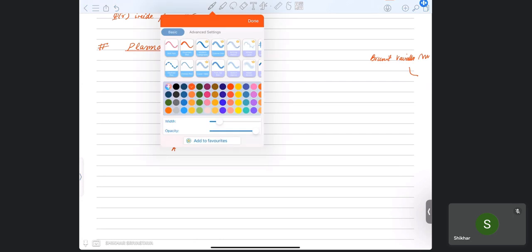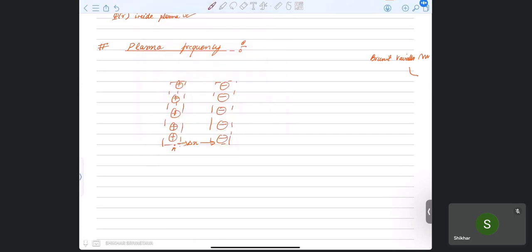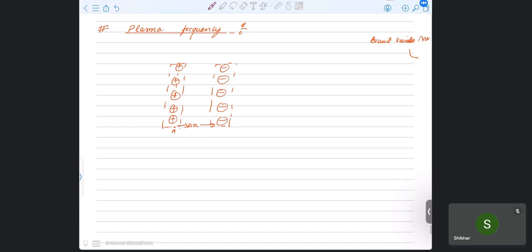So what is happening, since you have displaced electrons from the mean position, an electric field will set up because there is some charge separation. You have created charge separation. This charge separation will set up an electric field.